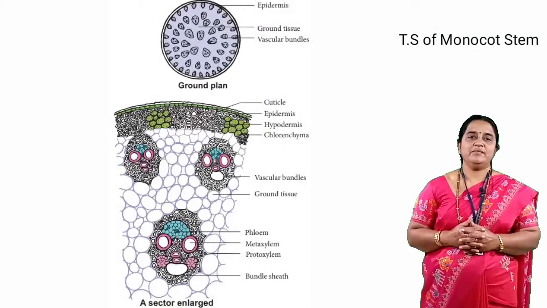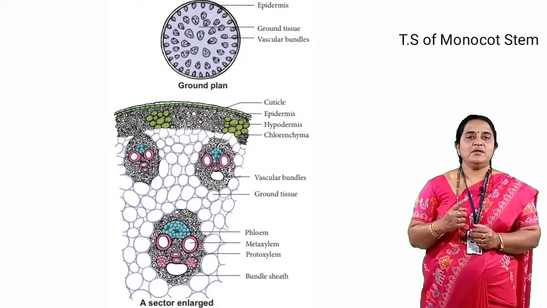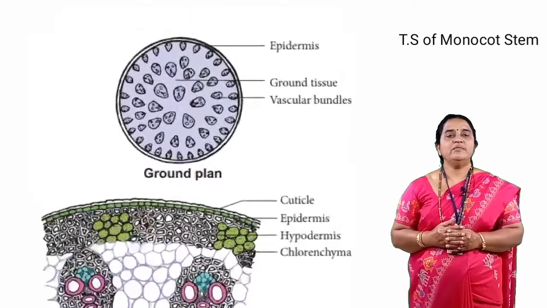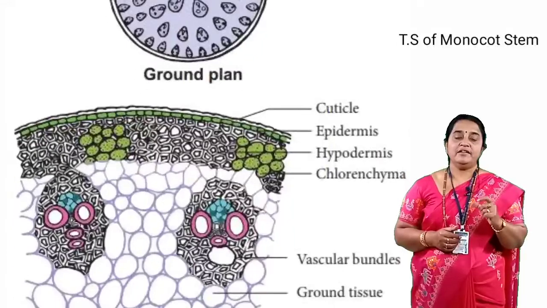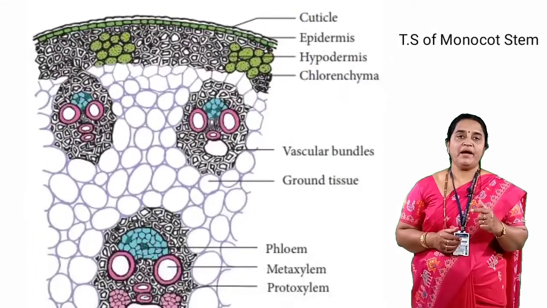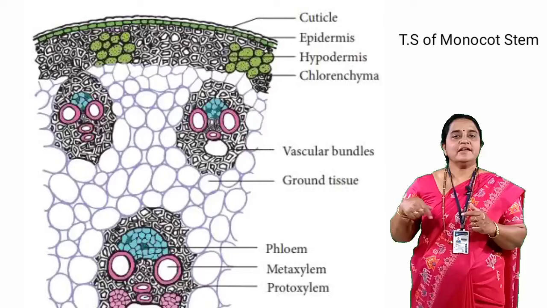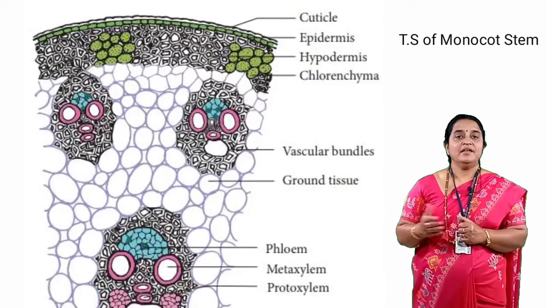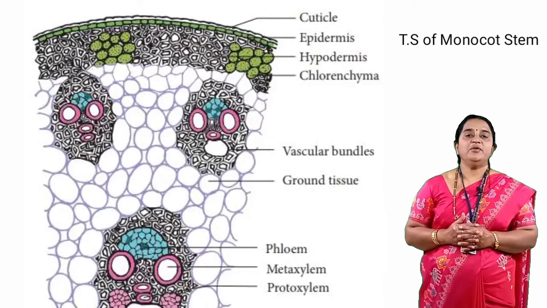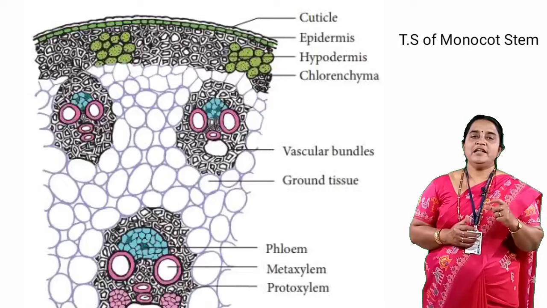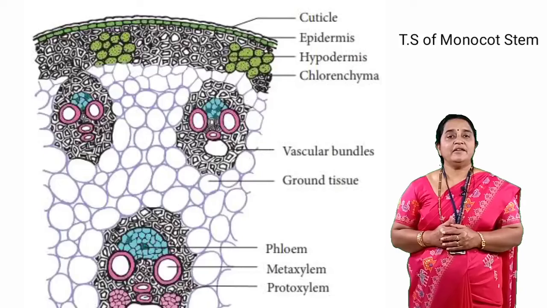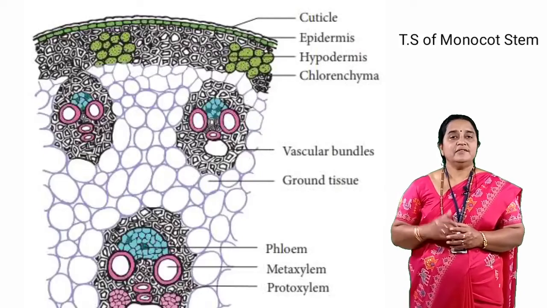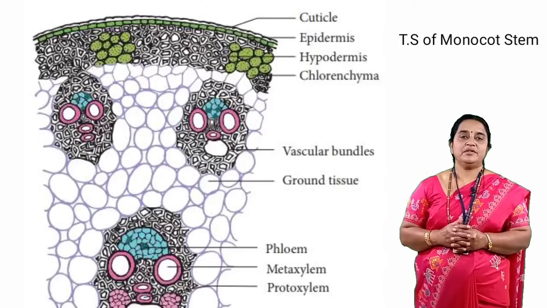When you take transverse section passing through monocot stem, it shows outermost single layer known as epidermis. It is parenchymatous layer where the cells are barrel shaped, compactly arranged, and it is covered by cuticle. Next layer is hypodermis. It is 2 to 3 layered in thickness, composed of sclerenchymatous fibers. It is meant for mechanical support.